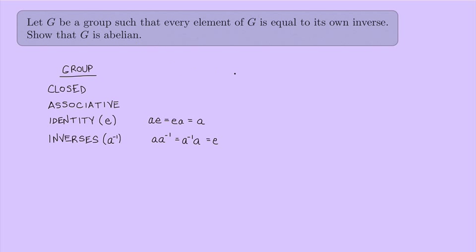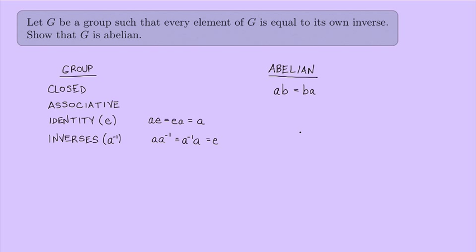And then we also have this word abelian. What does it mean to be abelian? Well, if something is abelian, that means A times B equals B times A for any A and B that are in this group.